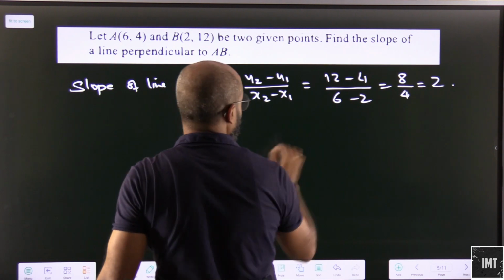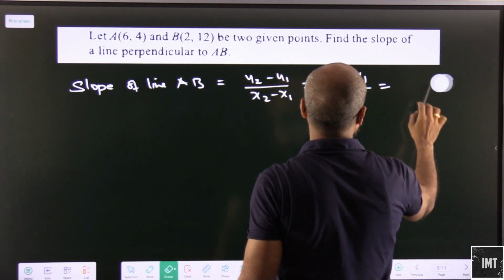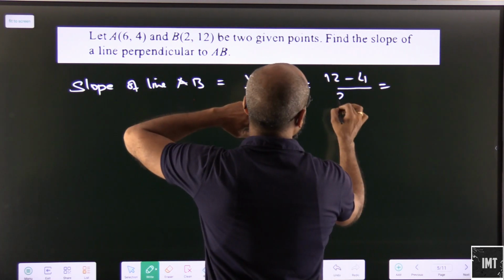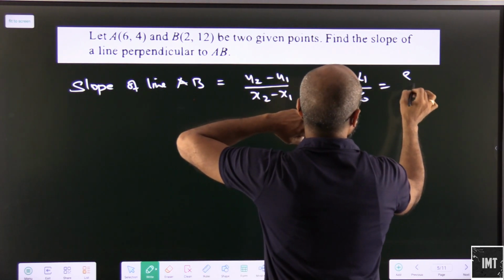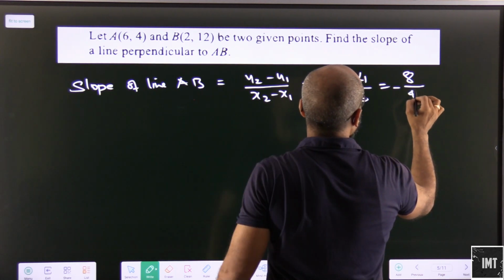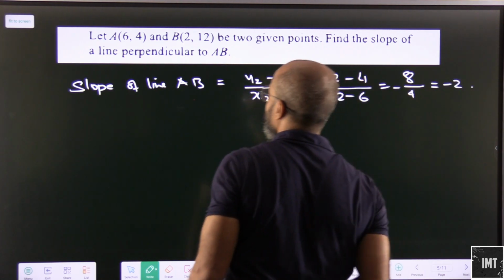I made this wrong here. This is basically how much? 12 minus 4 and 2 minus 6. So 12 minus 4 is going to be 8, 2 minus 6 is going to be minus 4, so that will be minus 2. Okay, slope of line AB.